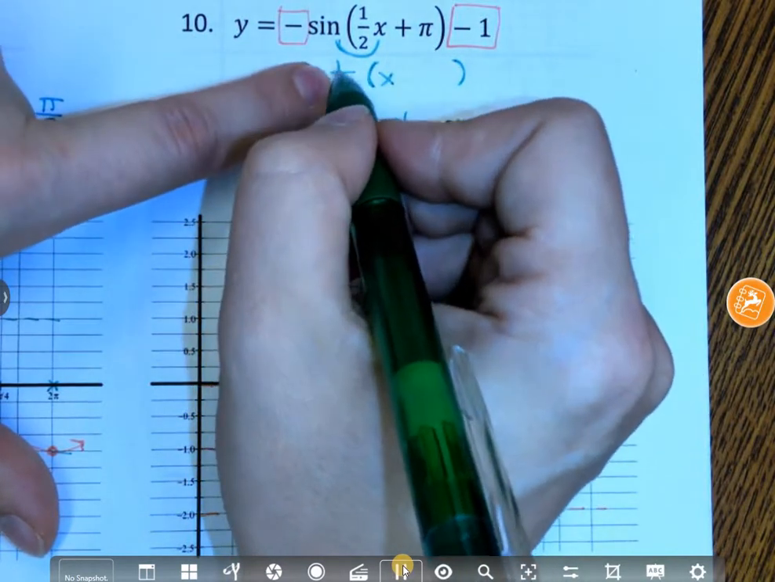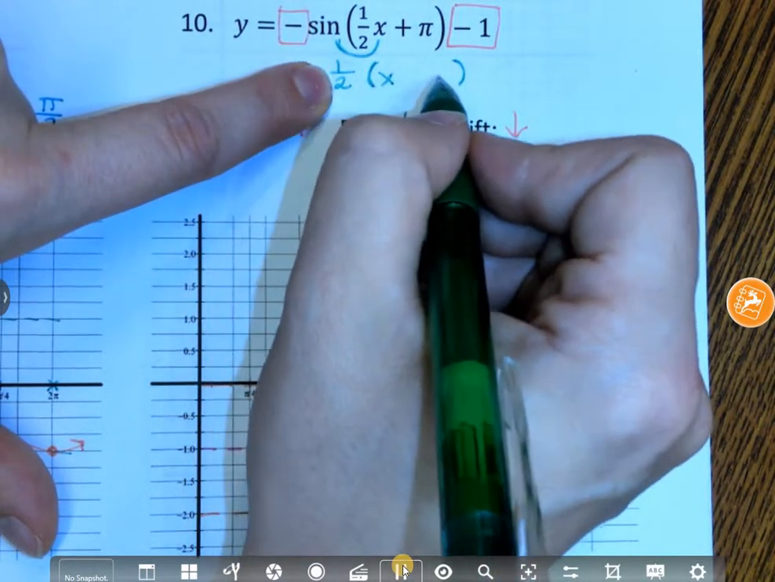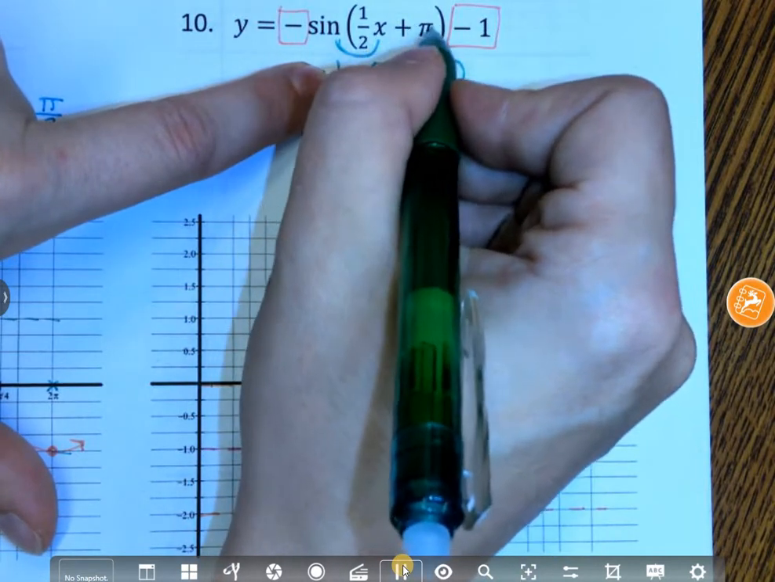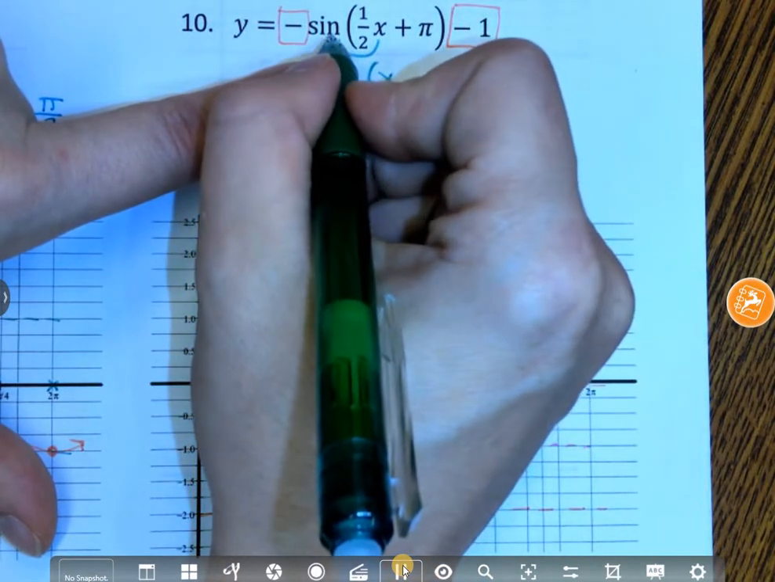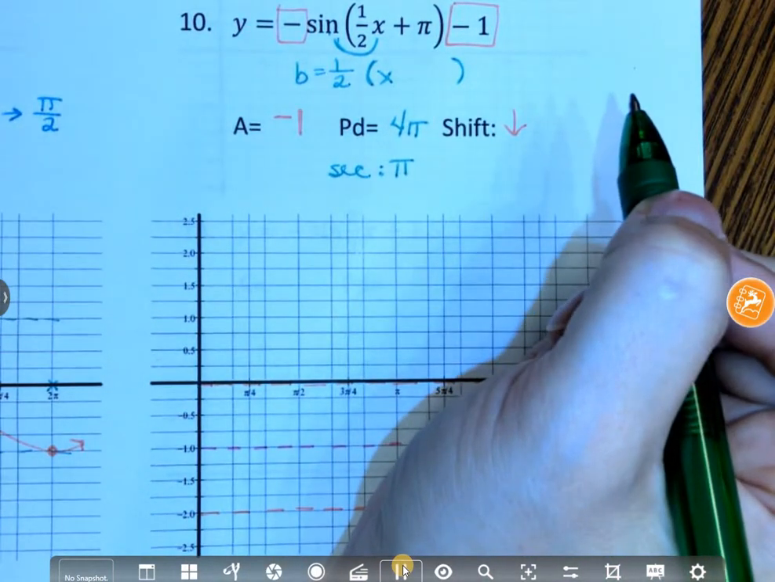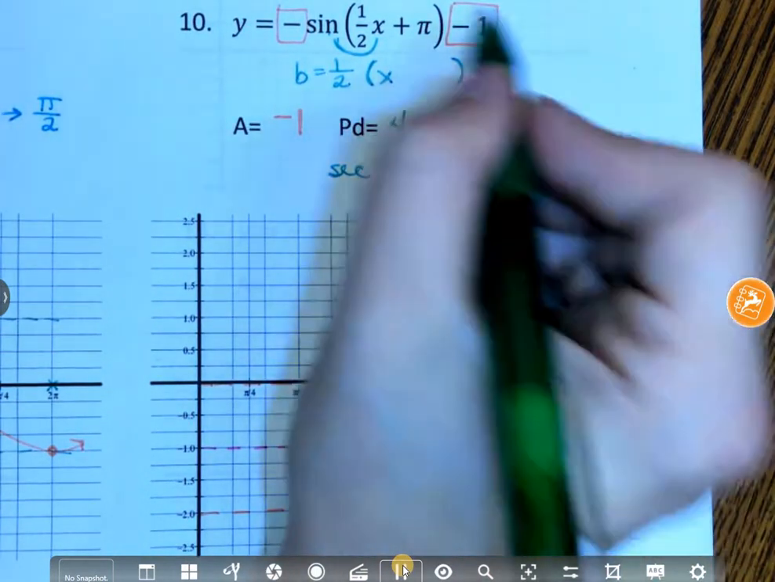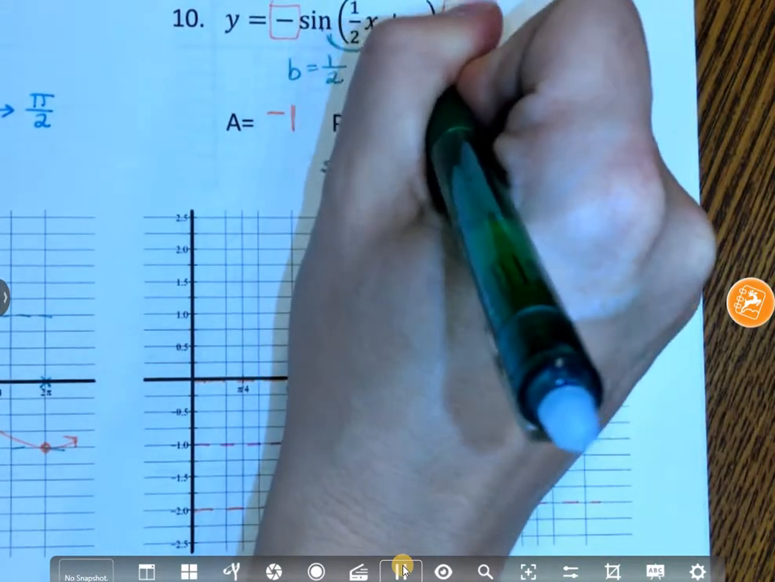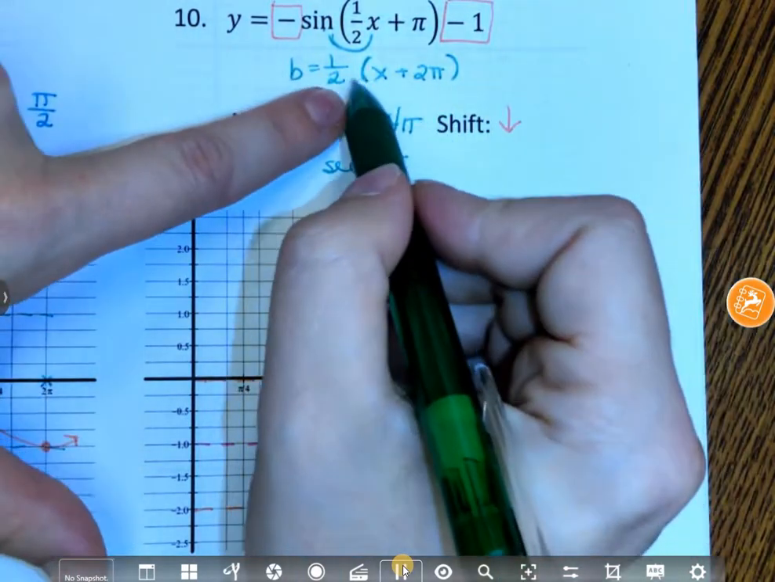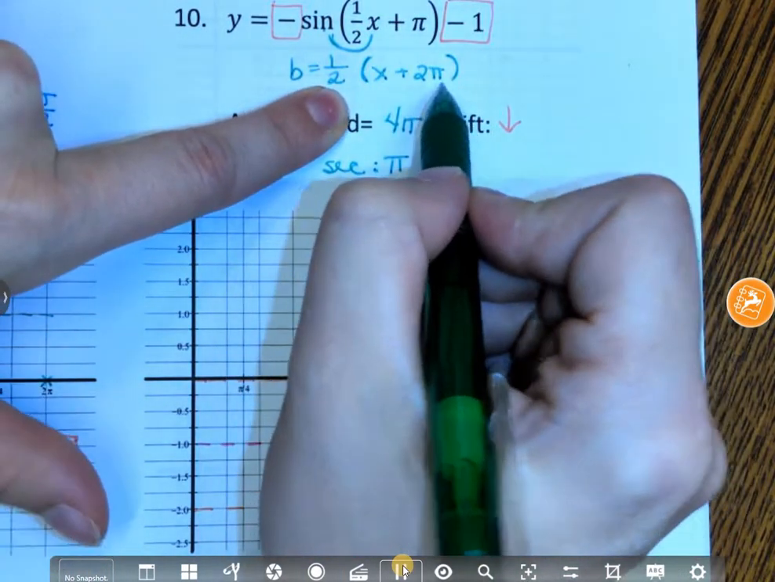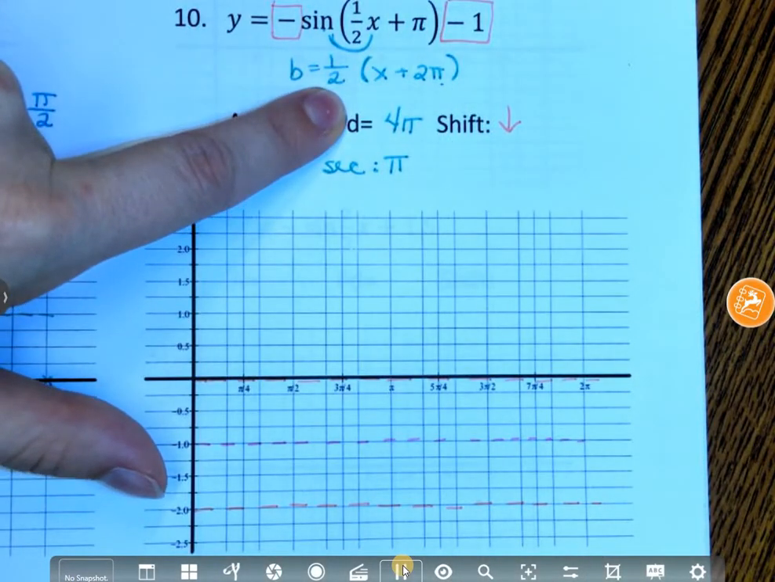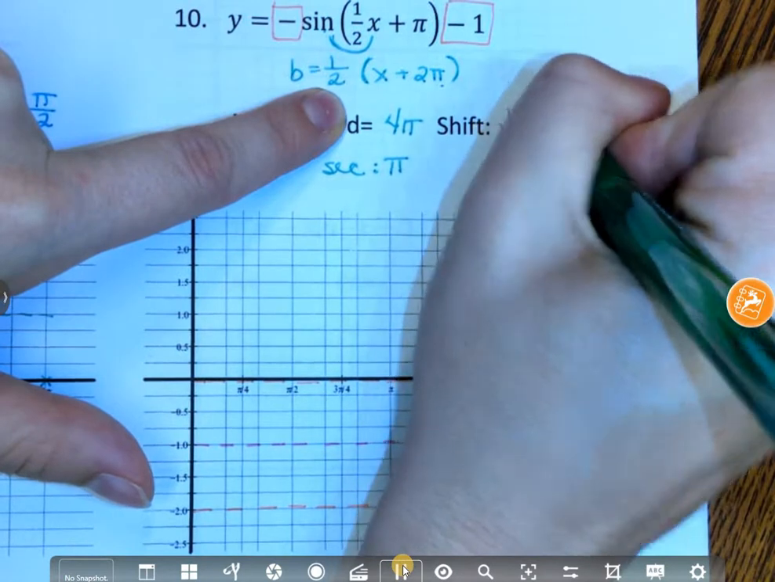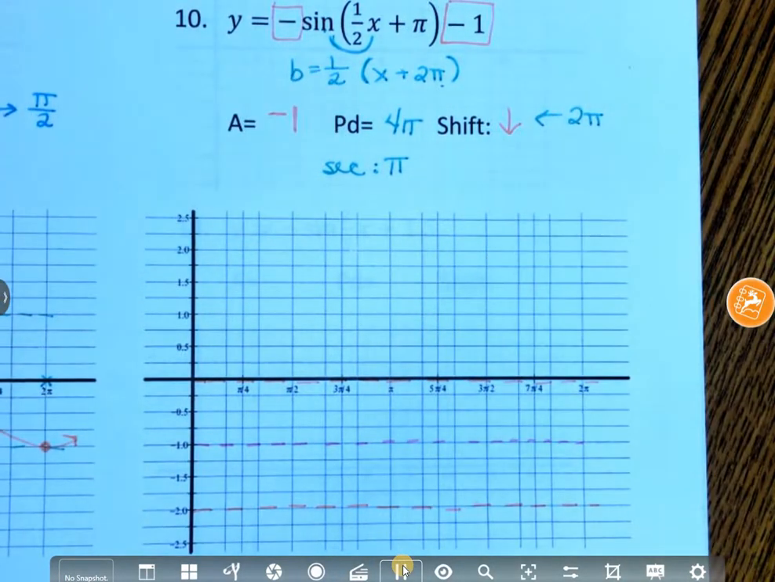And you can either think 1/2 times what gives me pi, or you can think pi divided by a half. To divide by a fraction means multiply by the reciprocal. So pi divided by 1/2 is 2 pi. You can also think 1/2 of 2 pi is pi. So which direction is my period going to shift? Left 2 pi.